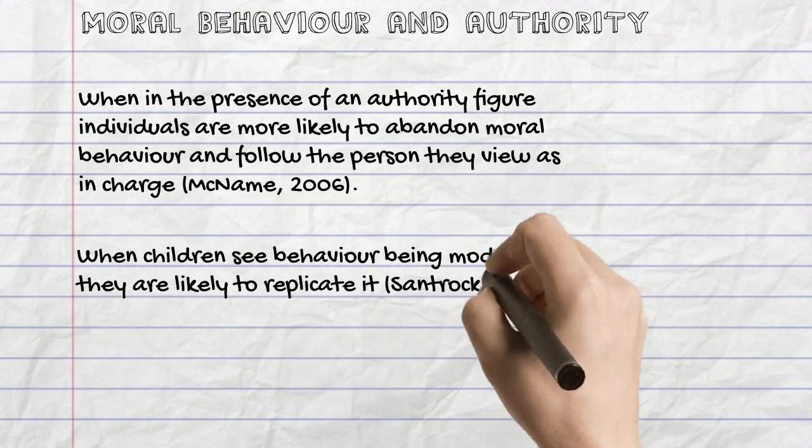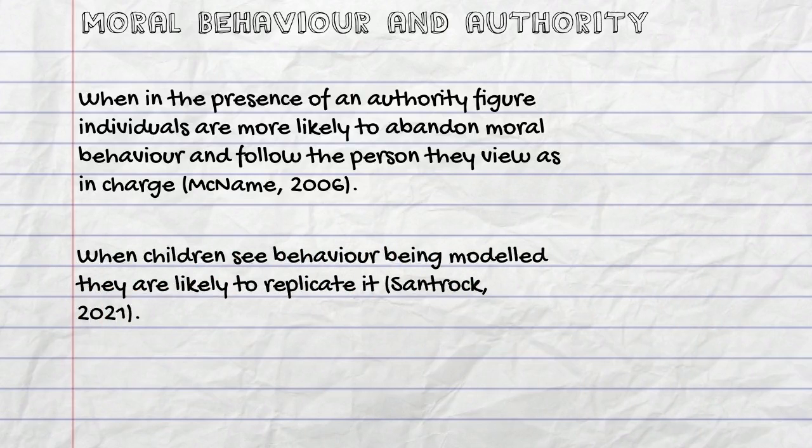This can be seen in both positive and negative modelling. For instance, if a child sees their parents sharing items with each other, they are likely to repeat this behavior. Juxtaposing this, if a child sees their parents being selfish, they are also likely to replicate this behavior.